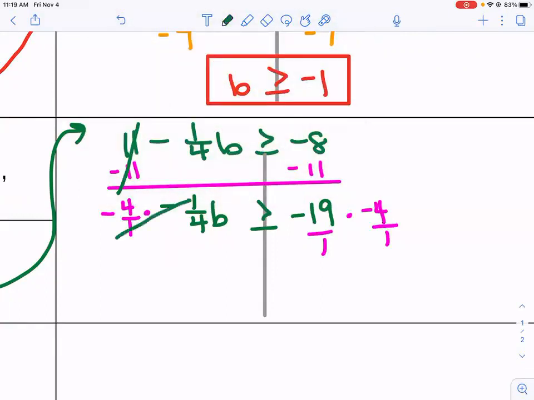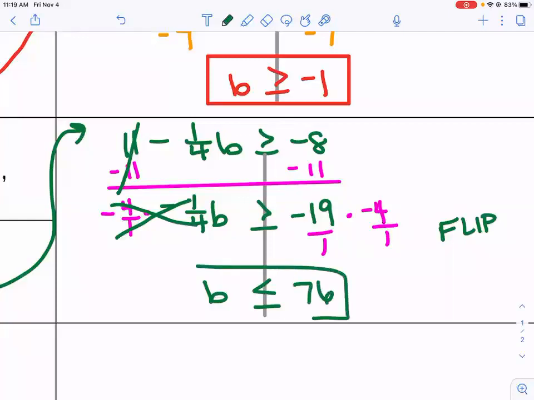All right. So these cancel out. Now, what kind of number are we multiplying by? Negative. So we're going to flip the sign. And I'll just tell you because I'm nuts. 19 times 4 is 76. Yeah, you're right.